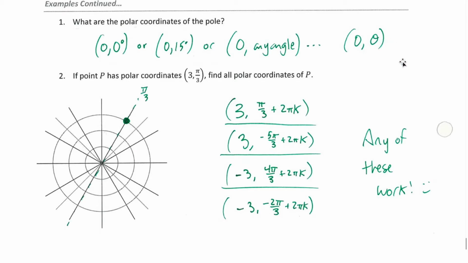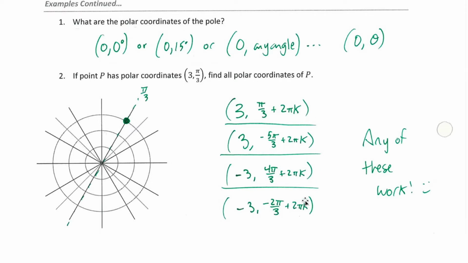It doesn't really matter. For part 2, it says find all polar coordinates of this point, 3 pi over 3. Here I've graphed it for us already. This is the same one that we've already done in the first polar one that we graphed. The easiest way is to find the 4 different versions of the point: positive, positive; positive, negative; negative, positive; and negative, negative. And then for the angle, add 2 pi k, where k is any integer. So you don't need to list all 4 of these out.